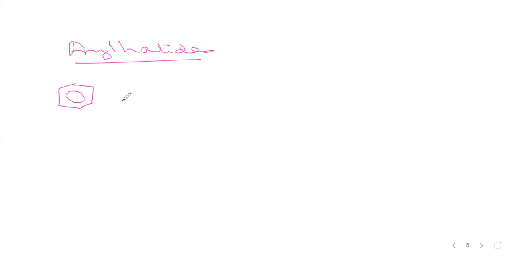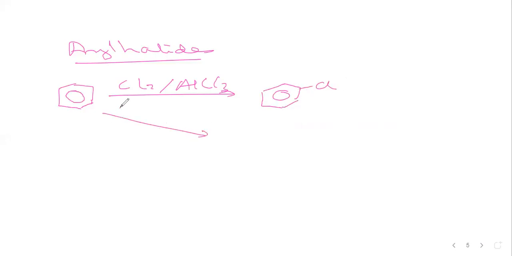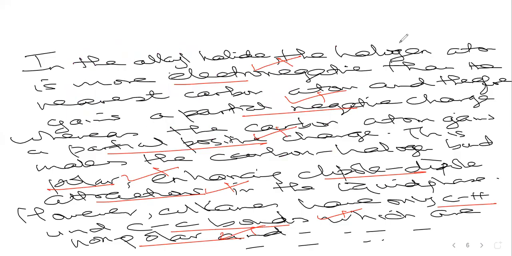For example, if I use chlorine in presence of aluminum chloride, you know the product here is chlorobenzene. If I use bromine in the presence of maybe iron 3 bromide or aluminum bromide, I'll get bromobenzene. So by that I can prepare an aryl halide. The other way I can get aryl halides is by the reaction of the benzene diazonium chloride salt. I think I also looked at that when I was looking at benzene.